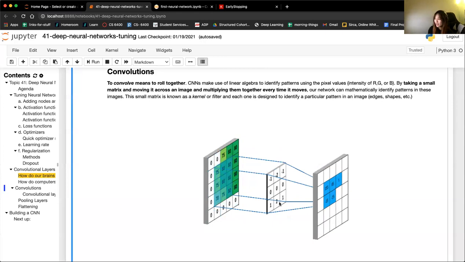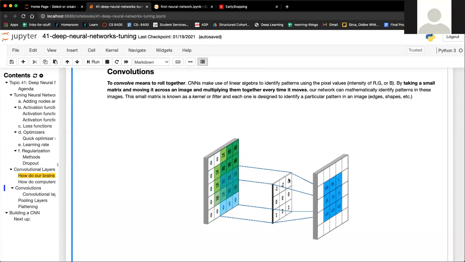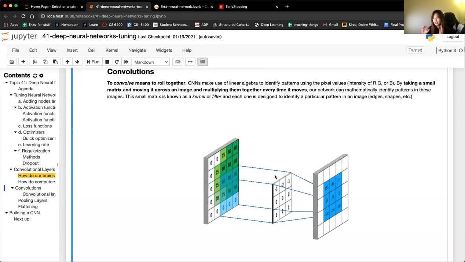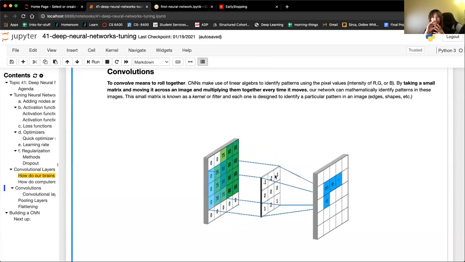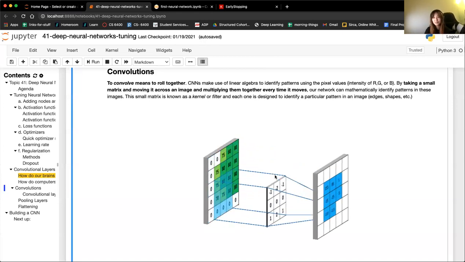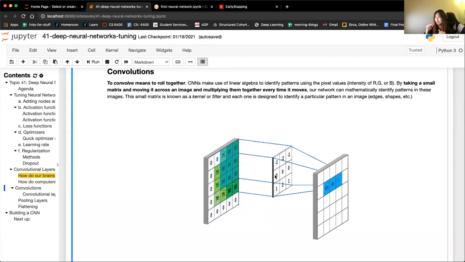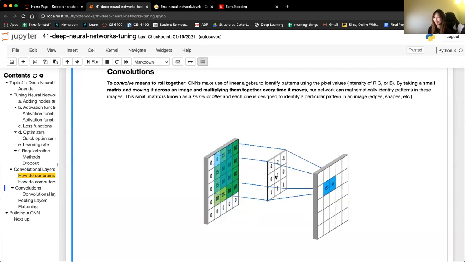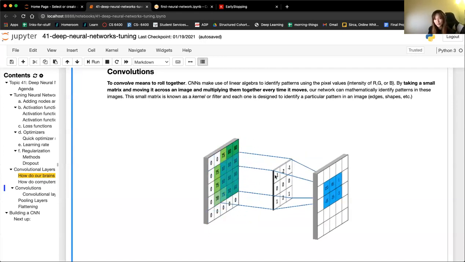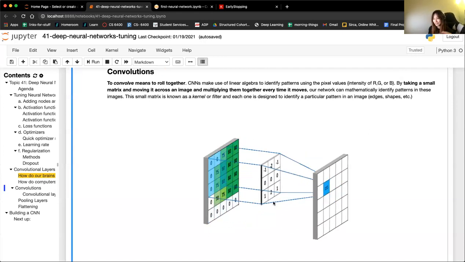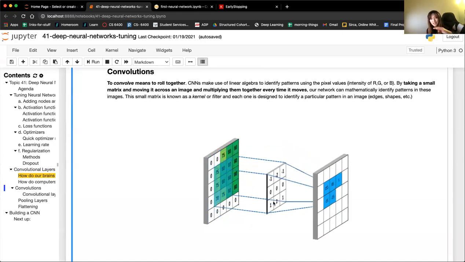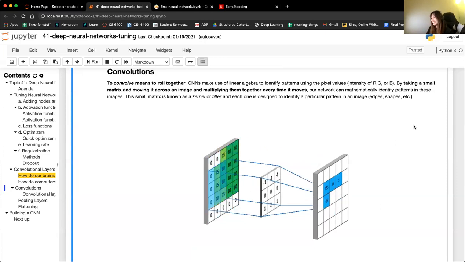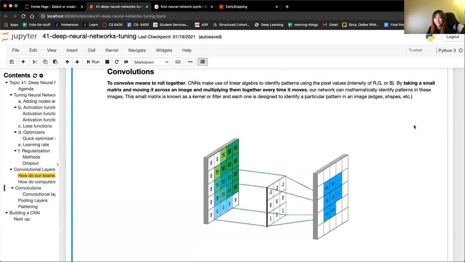So basically, as you can see here, different arrangements of numbers on this filter help to identify different kinds of patterns. There's a lot of theory that goes behind this, but basically something that has zeros on its horizontal axis is good for identifying, I think, horizontal edges in an image. So yeah, that's pretty cool.